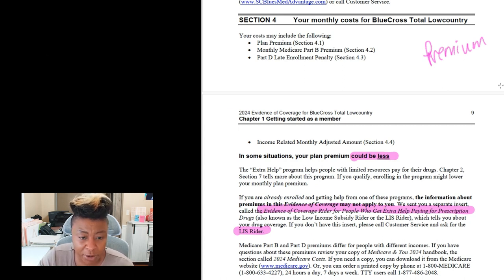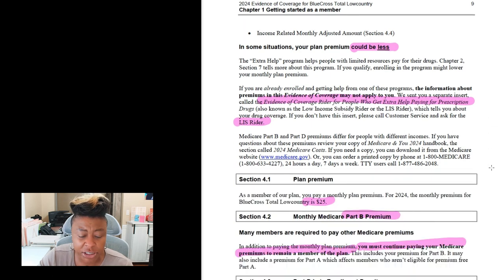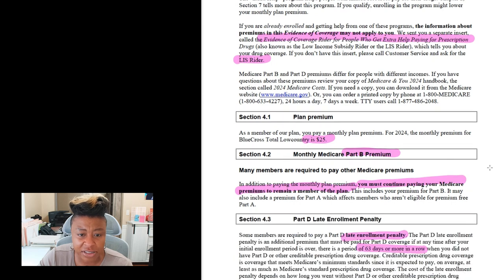Part D late enrollment penalty, meaning you did not sign up for Part D when you were first eligible and you did not have credible coverage for a gap of more than 63 days, or you're a high income earner and therefore you're subject to IRMAA, or income related monthly adjustment amount. All of that information is going to be covered in this section.